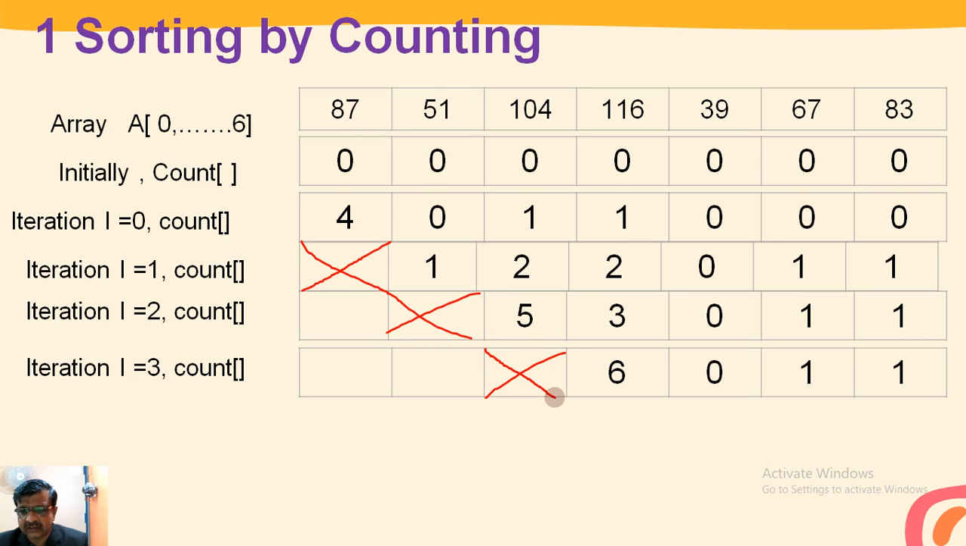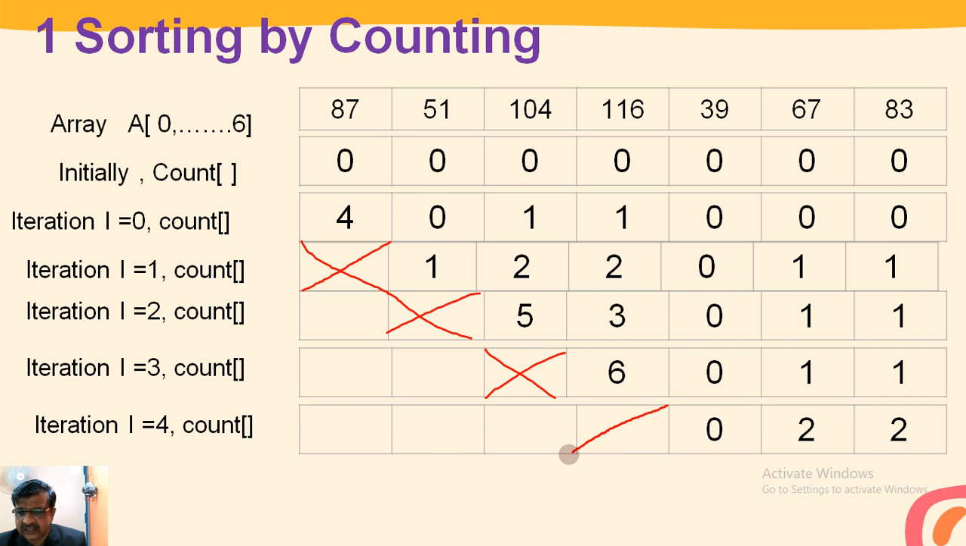Now the counting will start for 116. It has already gathered 3 elements being lesser than this. Then 39 will be compared with 116. This is lesser than 116, therefore 3 plus 1, 4. 67 is lesser than 116, it becomes 5. And 83 is also less than 116, it becomes 6. And there is no count increase for 39 or 67 and 83 because they are lesser than 116. Therefore, this can be eliminated from counting.